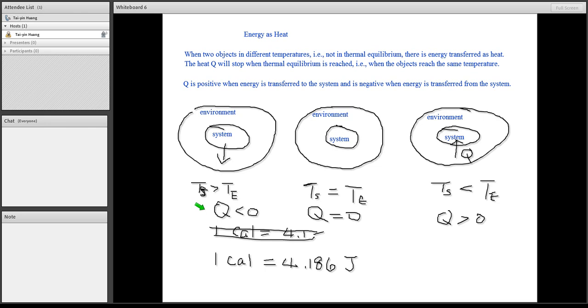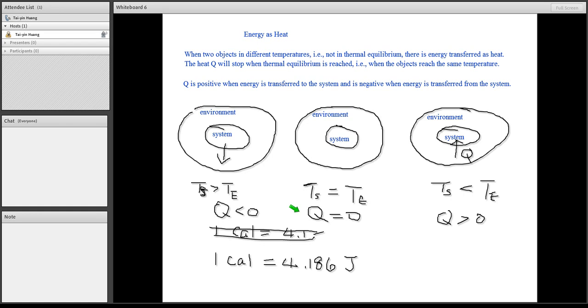Let's say you have case 2, when the system and the environment have the same temperature. If the temperature of the system and the temperature of the environment are the same, then there's no heat transfer. In other words, Q is equal to 0, because both the system and the environment have reached a thermal equilibrium.